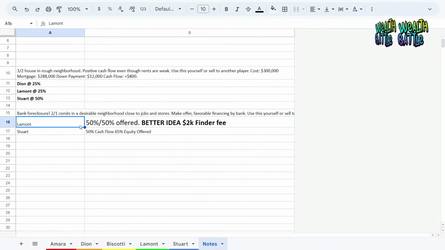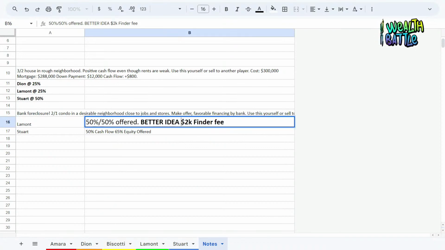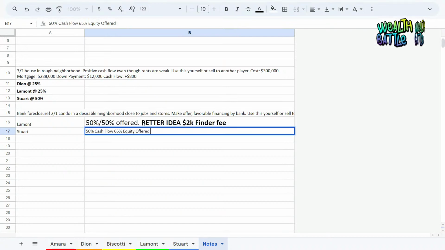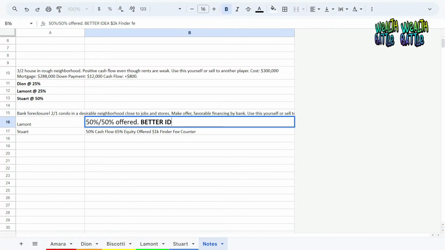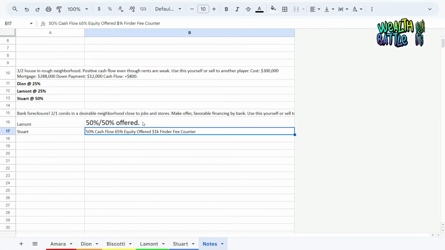So I heard 3. It's 50-50, 2K finder fee, or 50 cash flow, 65 equity. The current deal is 2K finder fee. How about 1K finder fee? 1K finder fee, counter proposal. Lamont to respond.